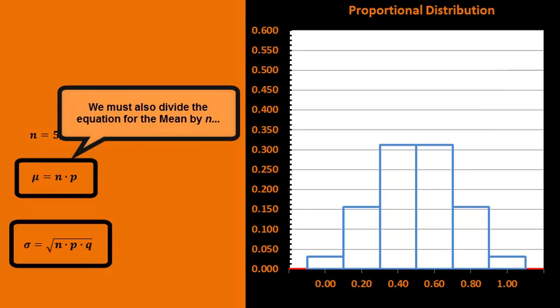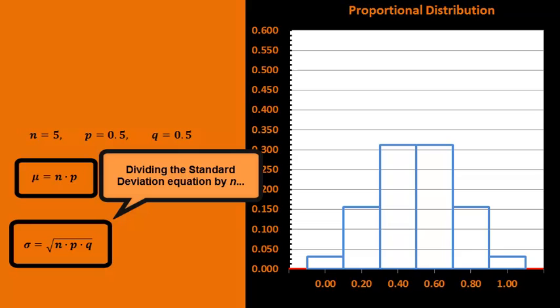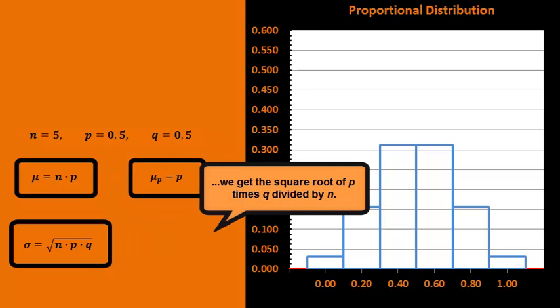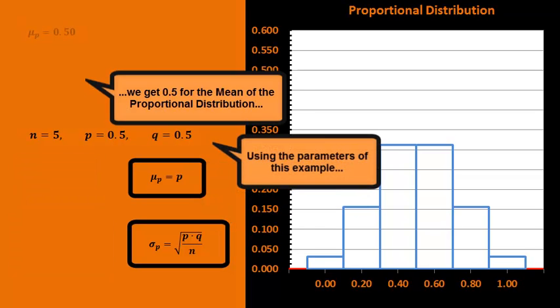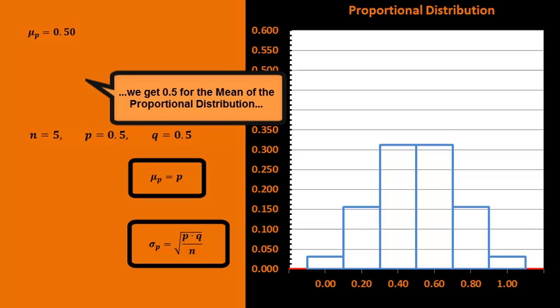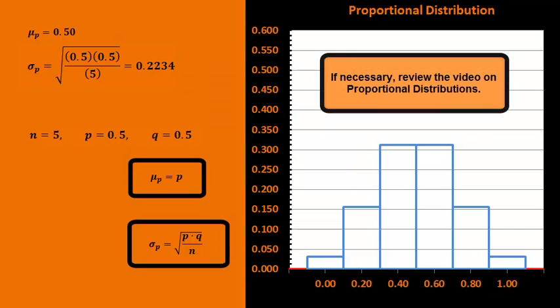We must also divide the equation for the mean by N. Doing so, we get P as the mean of the proportional distribution. Dividing the standard deviation equation by N, we get the square root of P times Q divided by N. Using the parameters of this example, we get 0.5 for the mean of the proportional distribution and 0.2234 for the standard deviation. If necessary, review the video on proportional distributions.